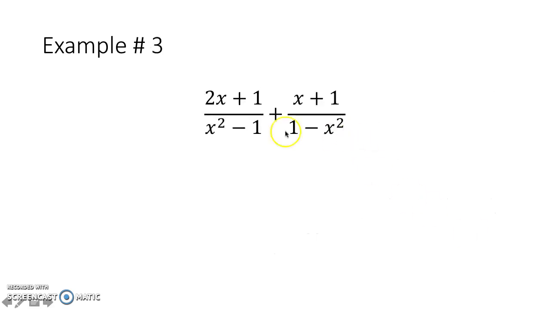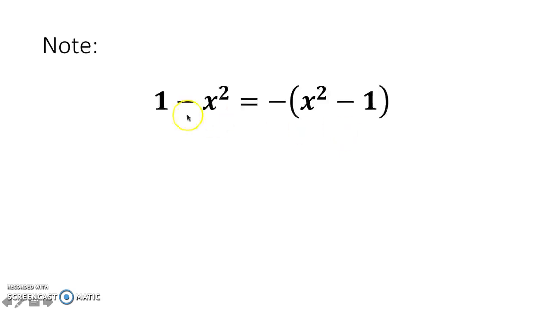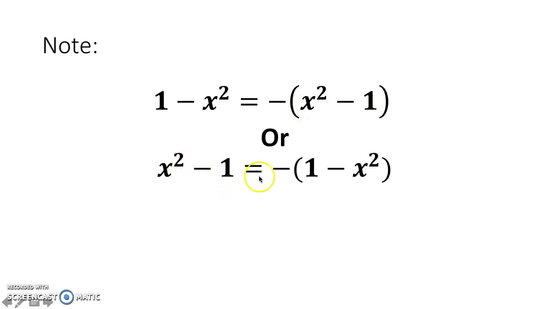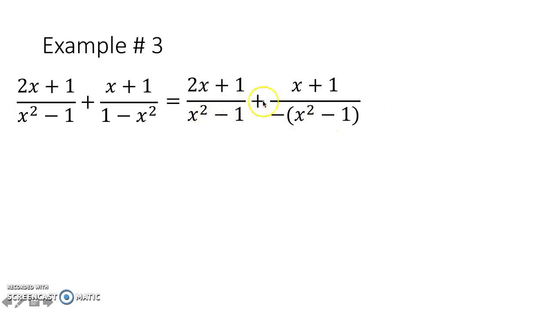Example number 3. 2x plus 1 all over x squared minus 1 plus x plus 1 all over 1 minus x squared. X squared minus 1 and 1 minus x squared are not the same. But we have to take note that 1 minus x squared is also the same as negative of x squared minus 1. Or x squared minus 1 is equal to the negative of 1 minus x squared. In this case, I will just change 1 minus x squared as negative of x squared minus 1. So this would be my answer.